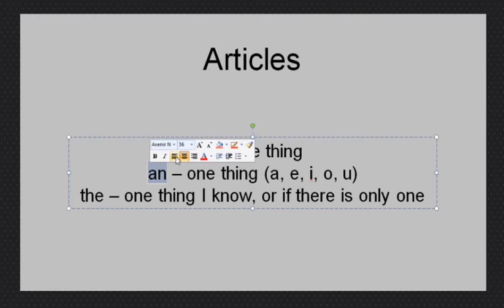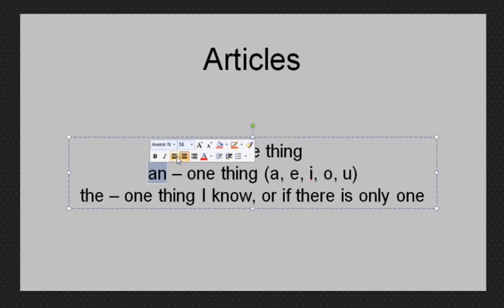And if your thing starts with A, E, I, O, U, then we say an. So this is an apple. Or this is an elephant.